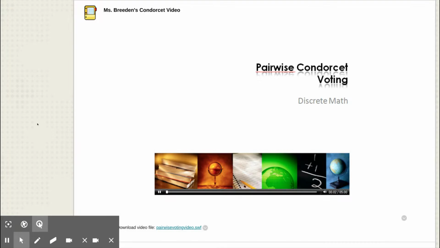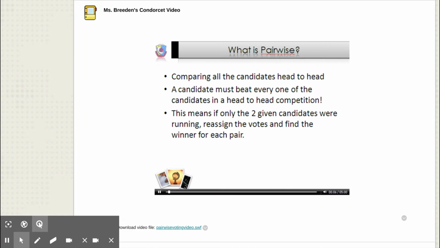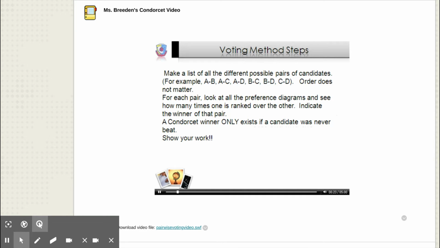Discrete Math. Welcome to my lesson on pairwise and Condorcet voting. In pairwise voting, we compare the candidates head to head. That means we imagine that all the other candidates were not running, and we compare the two and see who would win. In order to be a pairwise or Condorcet winner, you must beat every candidate you were compared to.